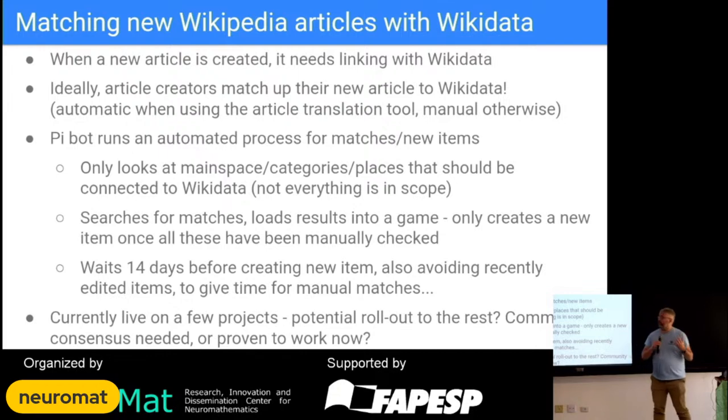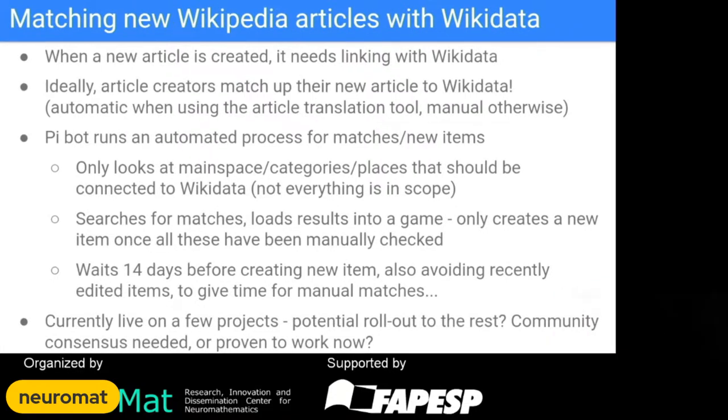There are several different ways of doing this. Ideally, the article creator will link it up, but then they have to know what Wikidata is. And as I've been explaining, it's a bit of an esoteric topic. In some cases, it can be difficult to understand when you're new to Wikipedia. You just want your Wikipedia article. If you're doing a translation between languages, so from English to Portuguese or Spanish to Portuguese or others, using the article translation tool, then it will add this link for you, which is great. But most of the time, you have to add it manually. So hopefully people do that, but historically we've seen people don't.